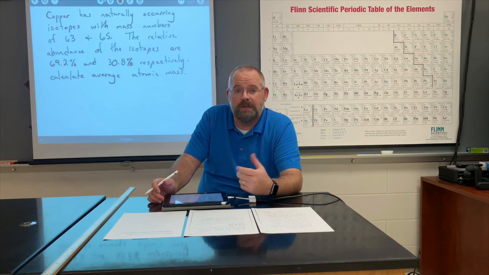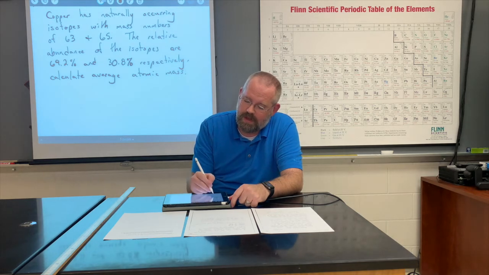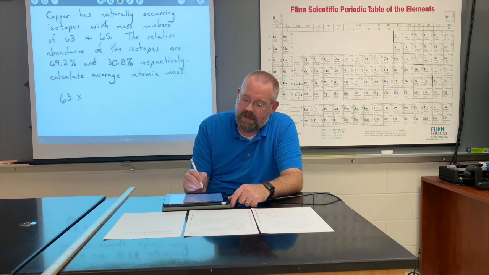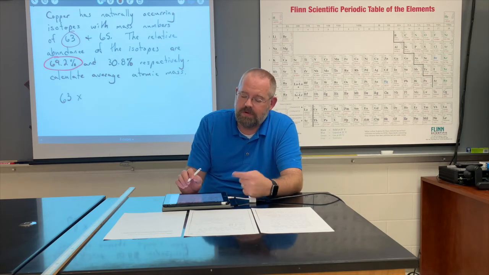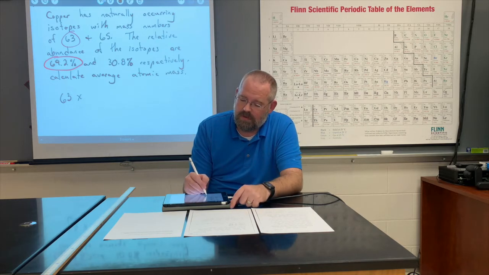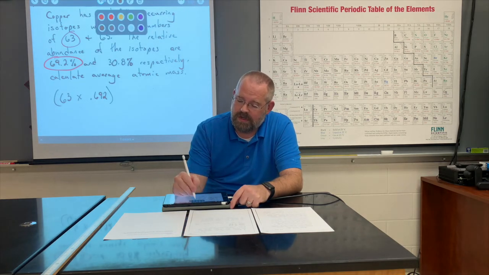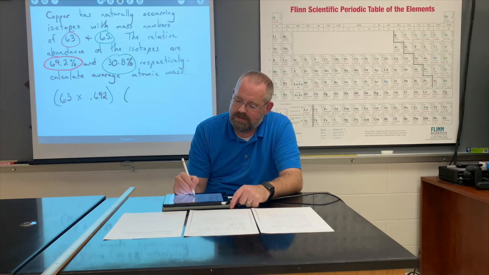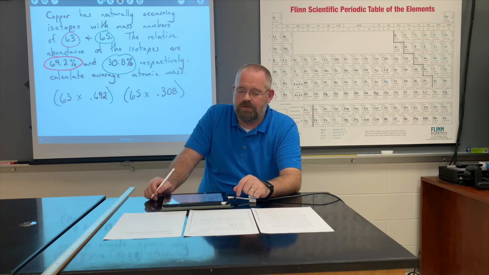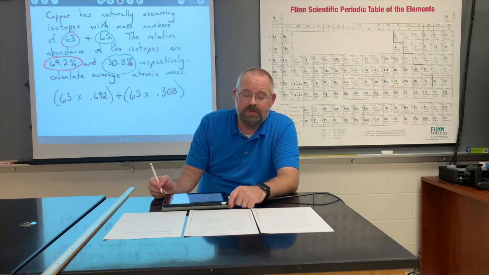So what we're going to do is we're going to use those percentages in decimal form, okay? We have an isotope mass number of 63, and we're going to multiply that by our 69.2%, okay? And I'm going to change that into decimal form, and I'm going to multiply that by 0.692, okay? I am also going to take my 65 and multiply it by my 30.8. So I've got 65 times 0.308. All you need to do is just move that decimal over 2 places. And I'm going to add those two calculations together.